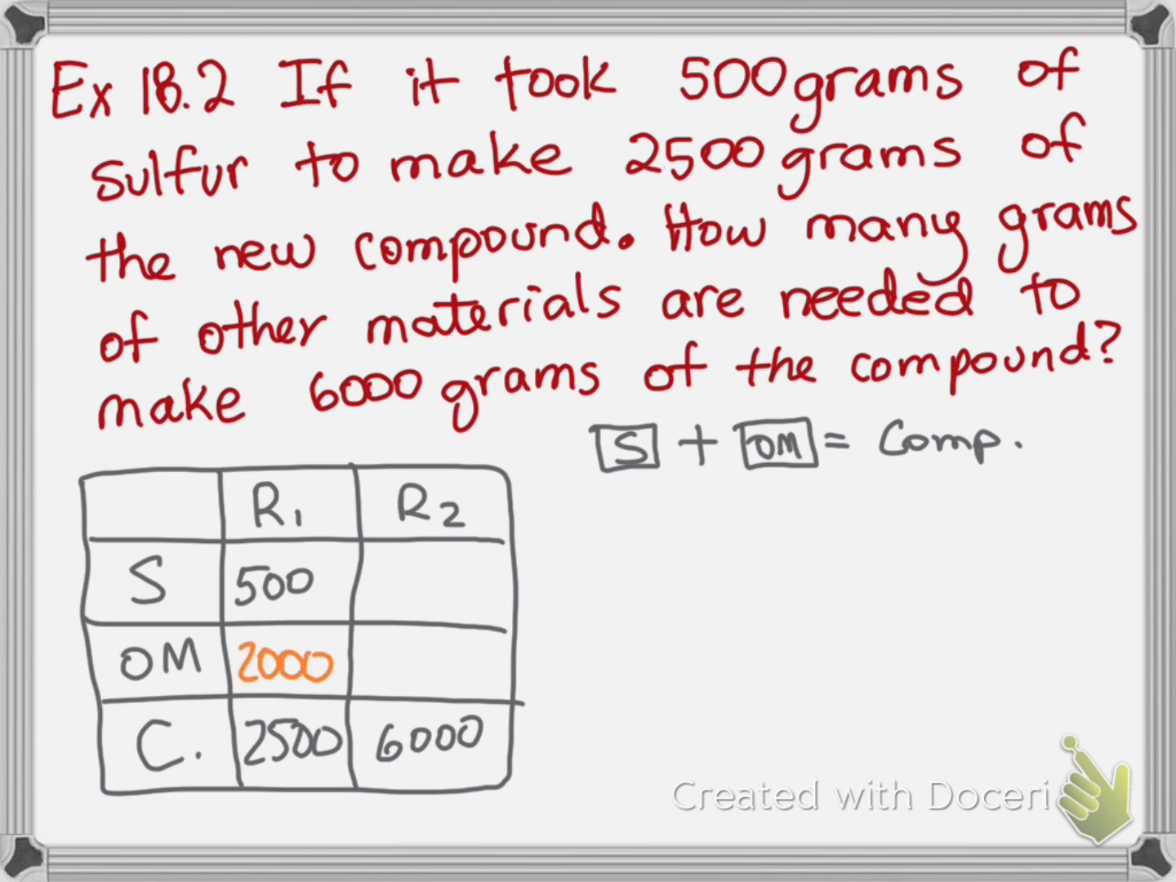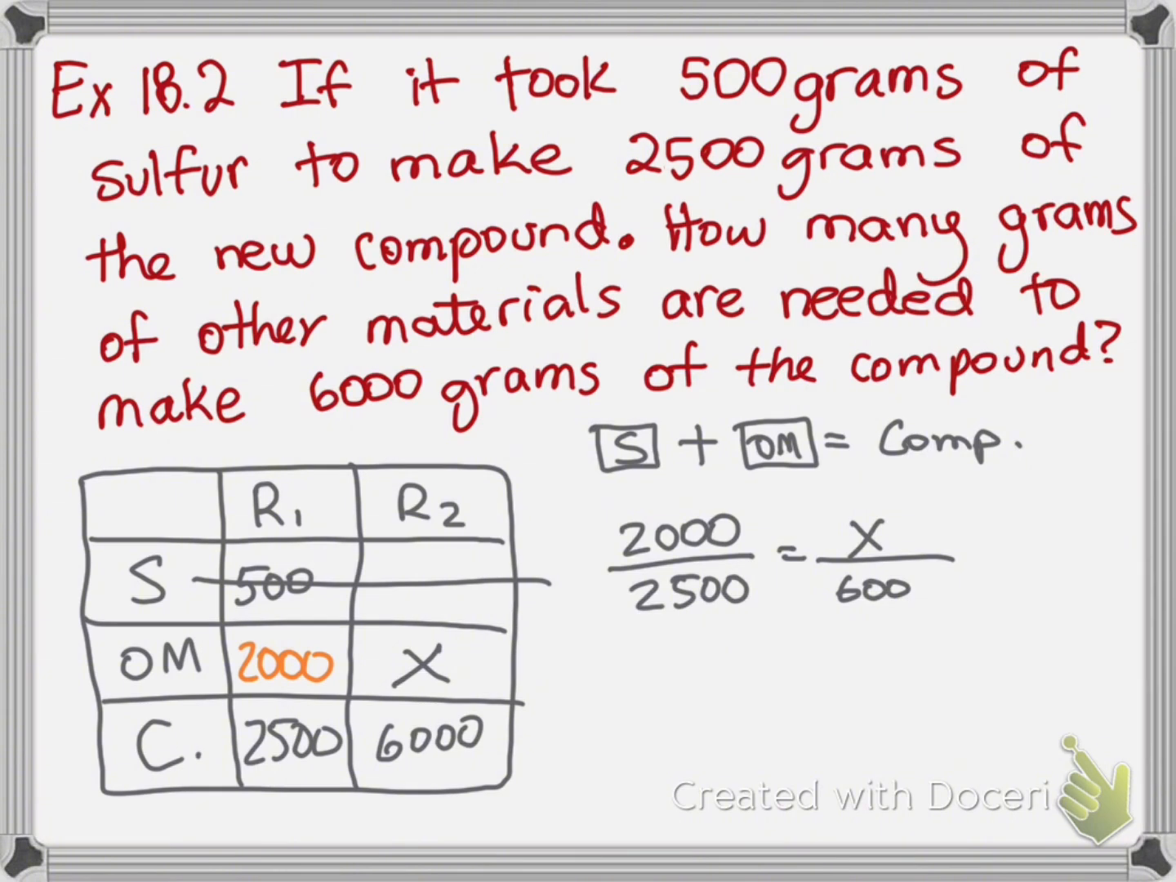So if we subtract 2,500 minus 500, that's 2,000. And then we also need to put clearly where is our X. What are they asking? It says how many grams of other materials. So my X is here. So in this case, what we don't need is the sulfur. We don't need it anymore. So we'll start by writing the proportion. 2,000 over 2,500 equals X over 6,000.